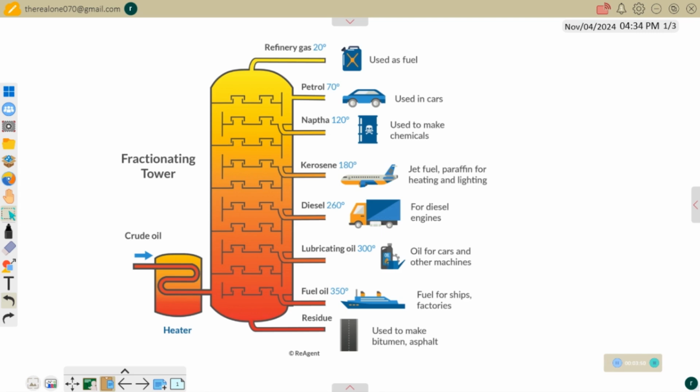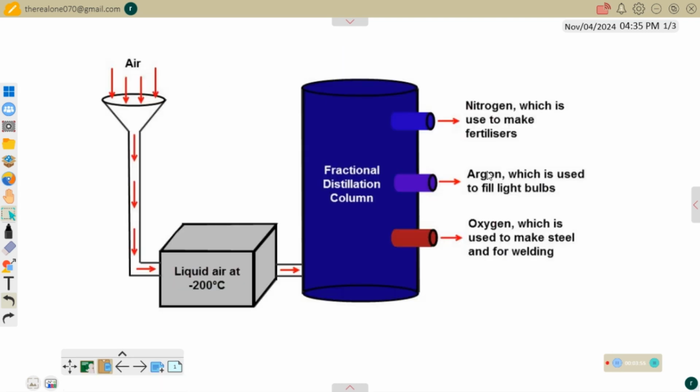Similarly, for fractional distillation of air into its component gases, here we have the setup. This is the fractionating column, and this is the condenser, the condensation part. This is the inlet of the air. Air will enter into the setup through this point.